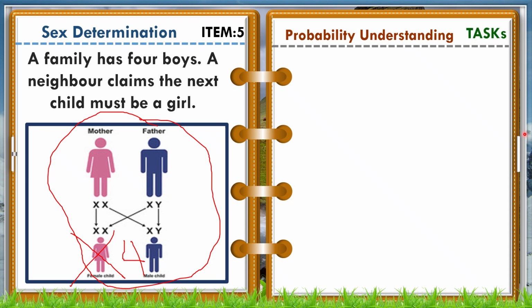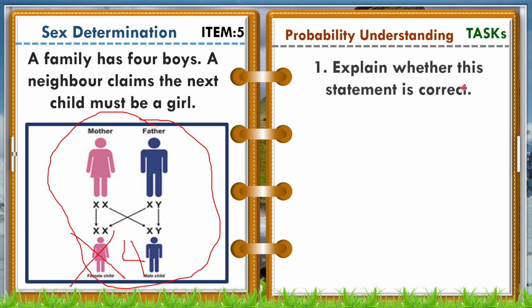Tasks. Explain whether this statement is correct. They want us to explain whether this statement is correct. Is the neighbor's claim correct that the next child must be a girl?